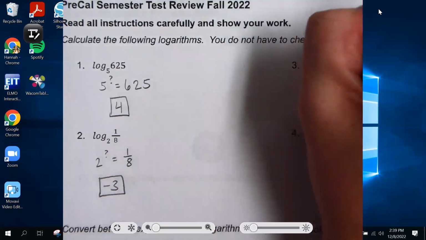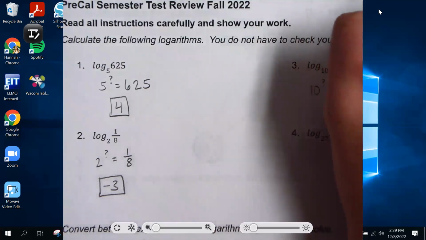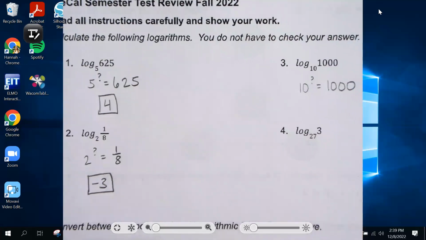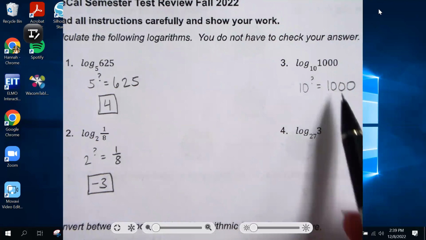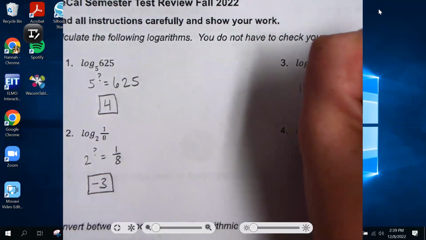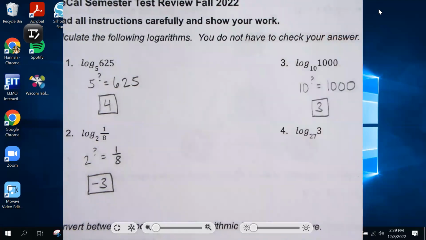Number 3, 10 to what power equals 1,000? If you're raising 10 to a power, you can figure out what that exponent is by looking at the number of zeros in your answer. 3 zeros means your exponent is 3.